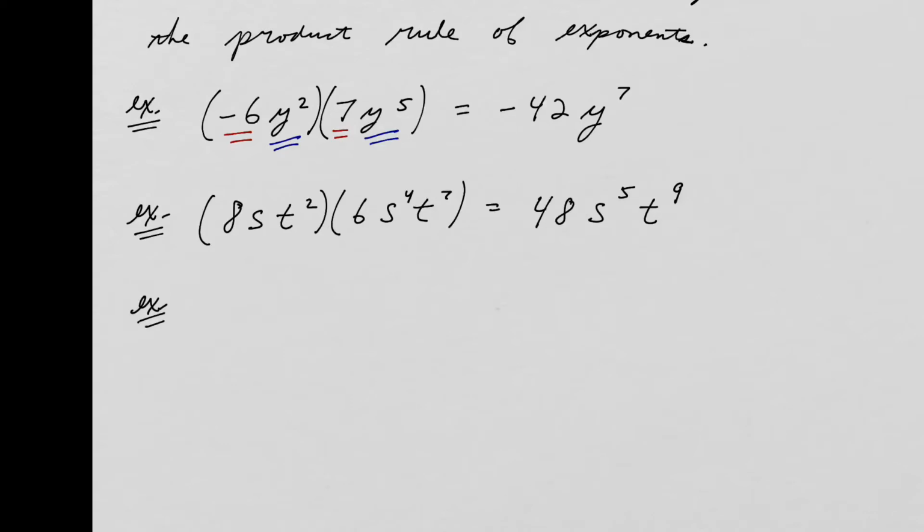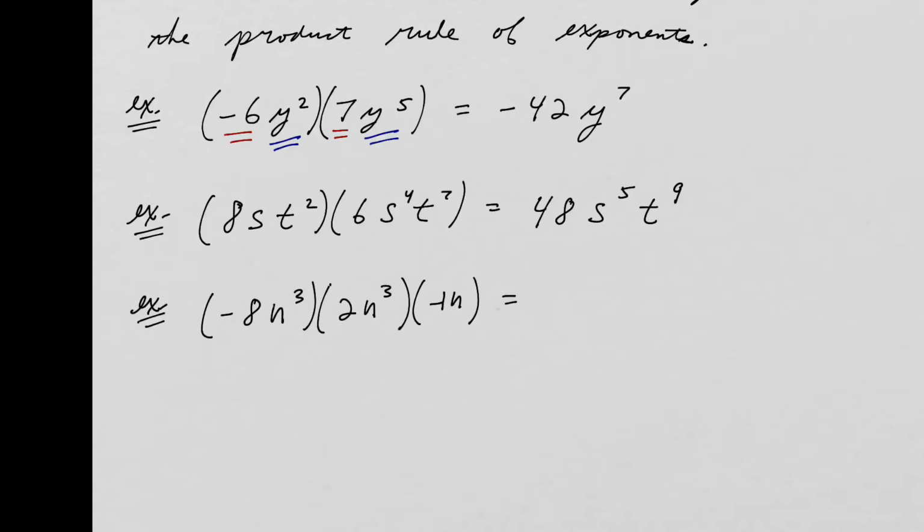And of course, you could have more than 2 monomials, right? I could multiply, say, 3 monomials together. Let's say I have negative 8n cubed times 2n cubed times negative n. So multiply the coefficients first. So I have negative 8 times 2, right? That's a negative 16.